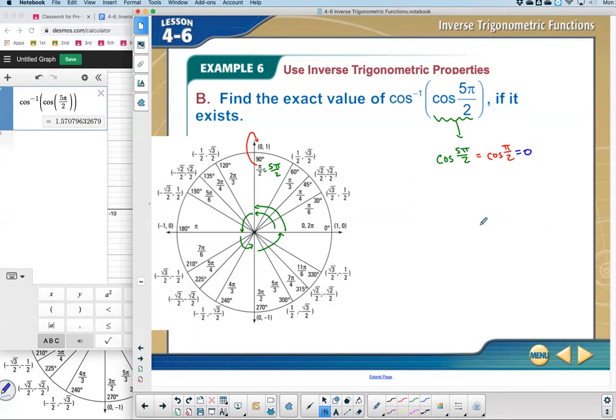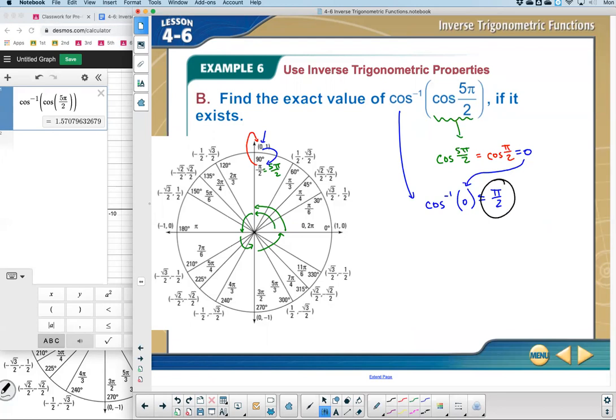Cosine pi over 2 is 0. So now that I know that this value is 0, I'm now going to say, what is cosine inverse of 0? Just so you follow, I plugged in the 0 right there. This is inverse, so I'm going on the outside, the first place where x is 0, which is there. What's the angle? Well, the quickest angle is pi over 2, and so the answer is pi over 2.